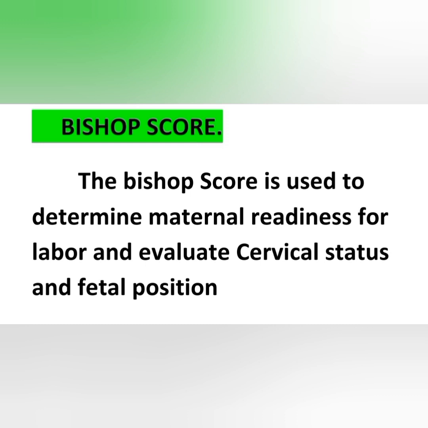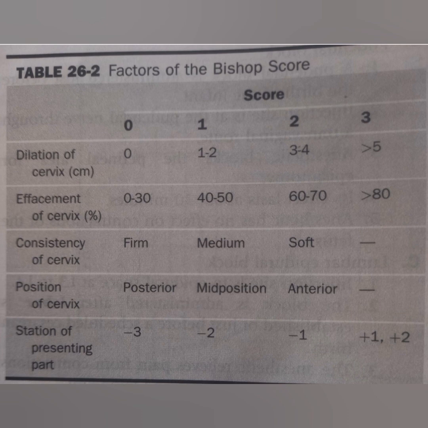So what are the factors we are assessing in Bishop scoring? 5 factors are there. Maybe a question can come from this area, where they will give 4 factors, excluding 1 factor, and they will give the options. So we have to see what the factors are.